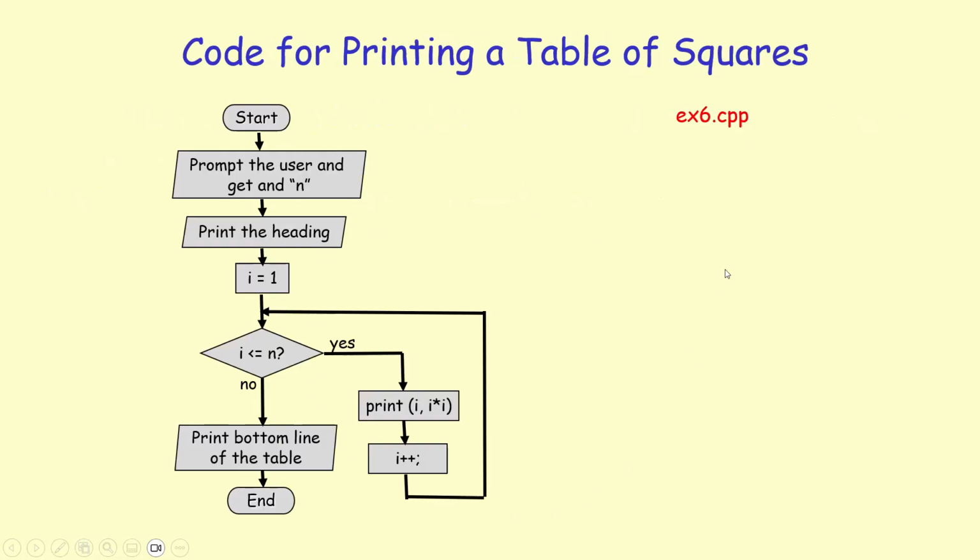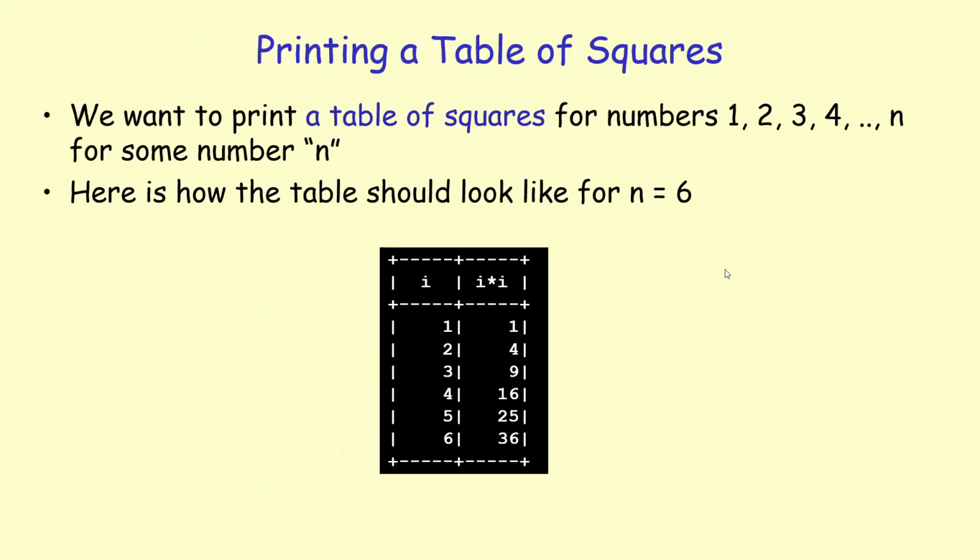How can we do that? Here is the pseudocode for it. So we prompt the user, get the value of n, print the heading. So the heading is this part. So this is the heading we are talking about.